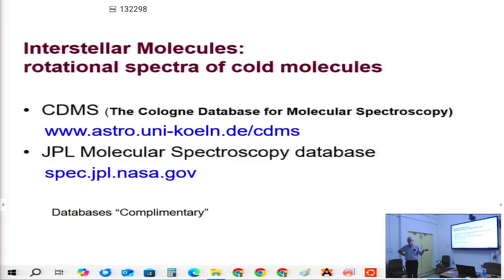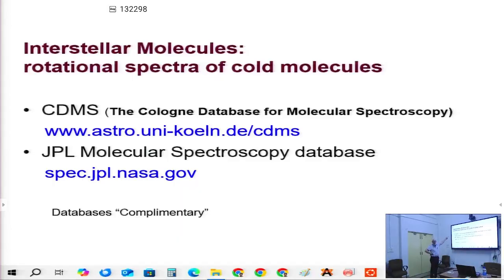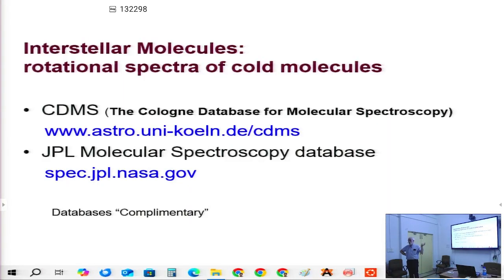Now, there was some logic to it, but it was slightly annoying because it meant you had to go to 2 databases to find one molecule. Unfortunately, that's no longer true because basically JPL hasn't been maintained for about 15 years. So now Cologne is beginning to get molecules where the JPL data was out of date and needed replacing. So my short take-home message is use them in the order I've listed them there. If you don't find it in CDMS, then if it's an important molecule, it'll be in JPL, but if it's in CDMS, use CDMS.